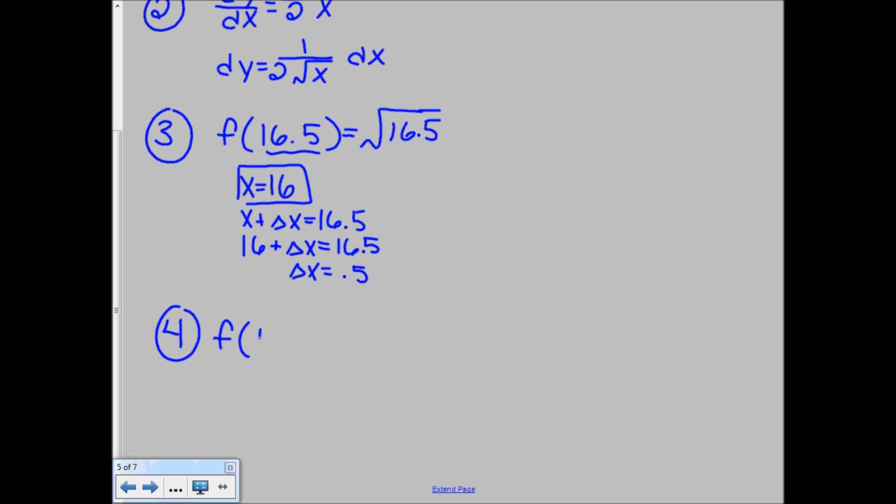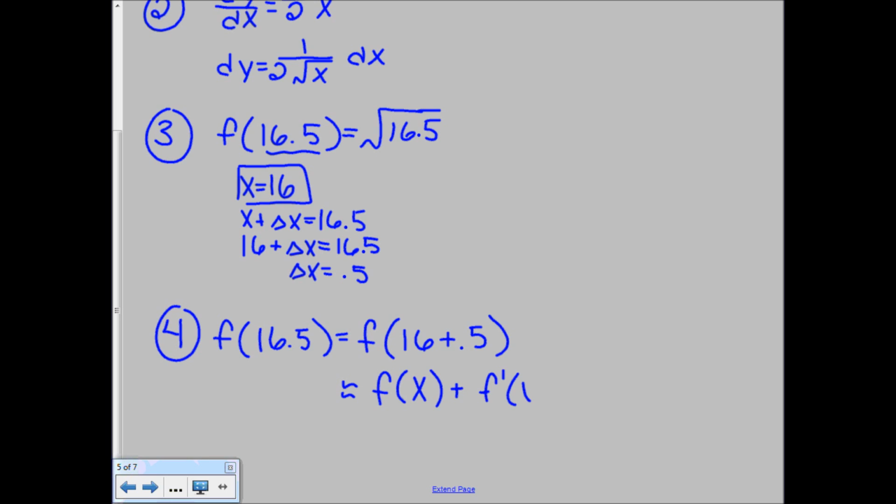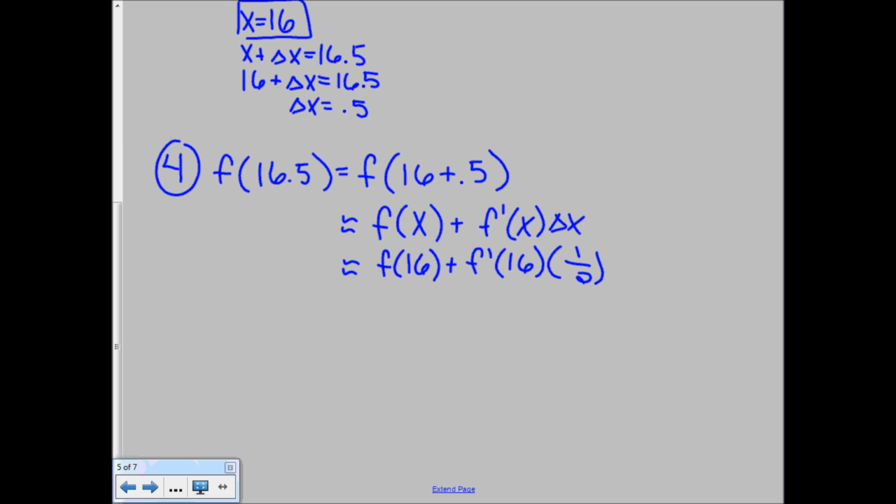So now that we have our x and our delta x, we can set up our approximation formula. So we know that f of 16.5, we can just rewrite that as f of 16 plus 0.5, which is going to be approximately equal to f of x plus f prime of x times delta x. That's just our general formula. So it's going to be approximately equal to f of 16 plus f prime of 16 times 0.5, which I'm going to write as a half just to make our computations a little easier.